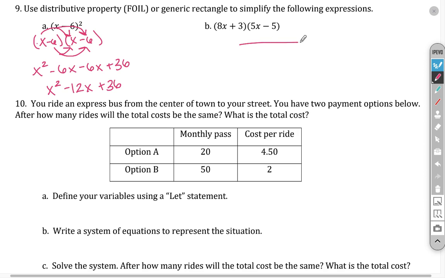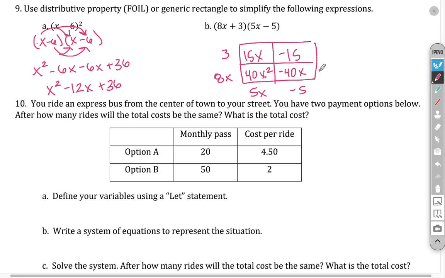All right, now using the box method. So we want to put 8x plus 3 and then 5x minus 5. So we have 8x times 5x. It's going to give us 40x squared. 5x times 3 is going to give us 15x. 3 times negative 5 is going to give us negative 15. And then 8x times negative 5 is going to give us negative 40x.